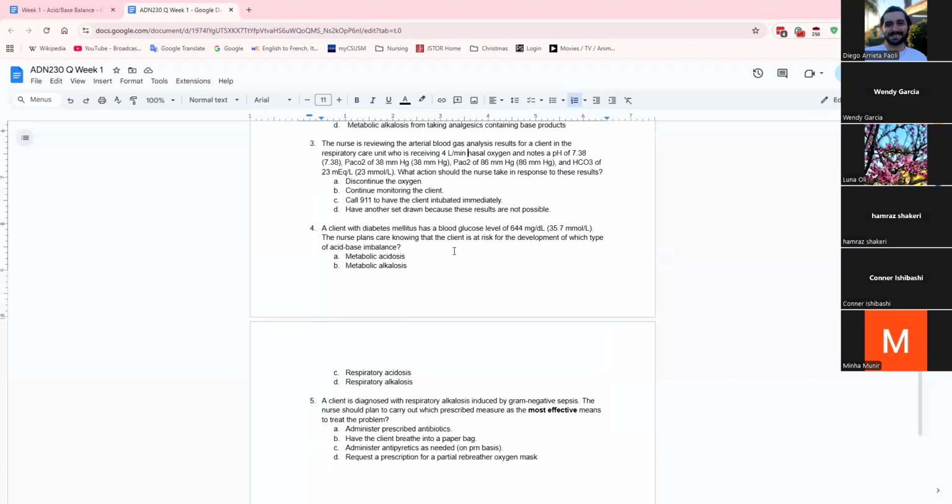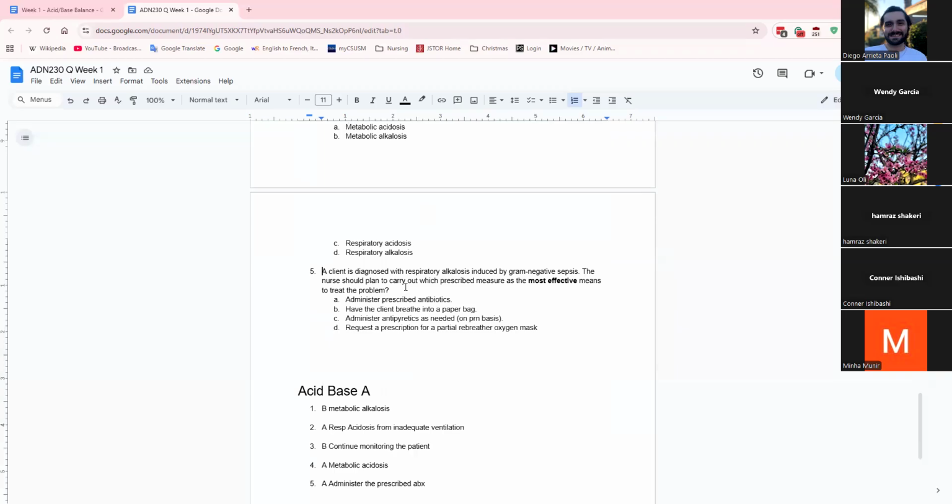Okay. Then you have a patient with diabetes. Blood glucose is 644. What acid-base imbalances are they at risk of? We know they're at risk of either DKA or HHNS. In this case, the idea would be that they're at risk of metabolic acidosis due to DKA.